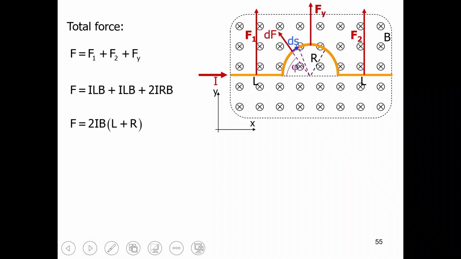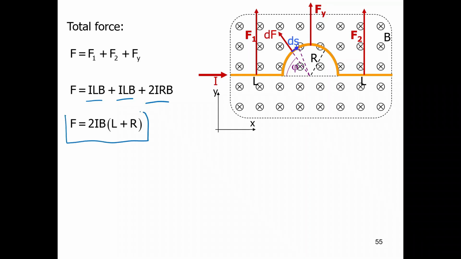So therefore, to see the total force, the forces of the three sections are going to add up. So you're going to get ILB plus ILB for the two straight sections, and then 2IRB, and that is going to give us our force for that whole section. So you could see something like this with straight line sections or semicircular sections. You're not going to see crazy wibbly wobbly wires or anything along those lines.